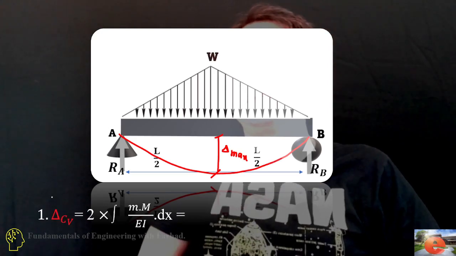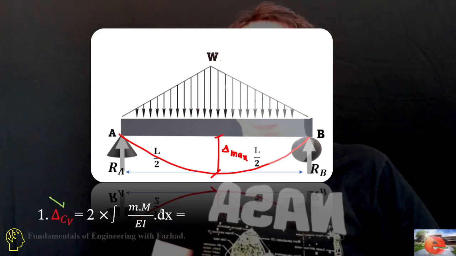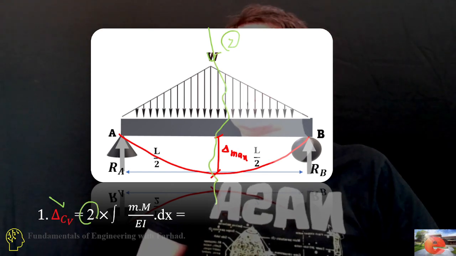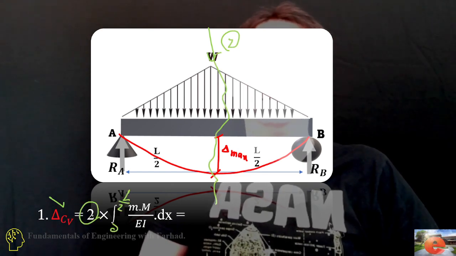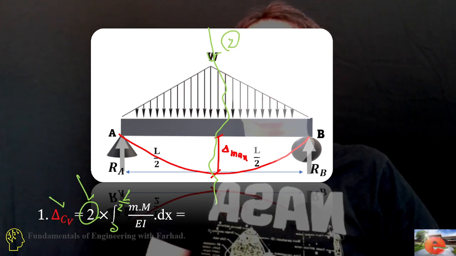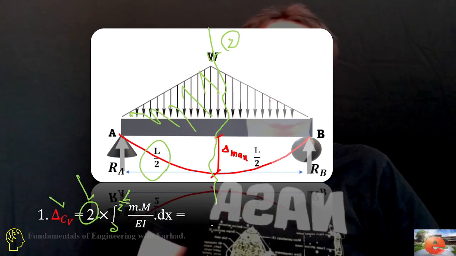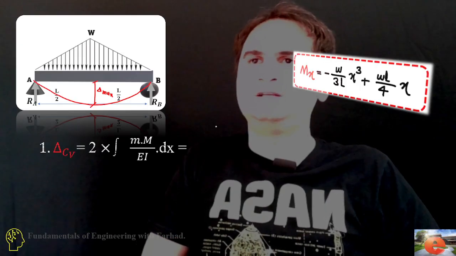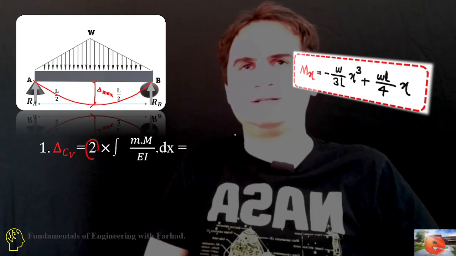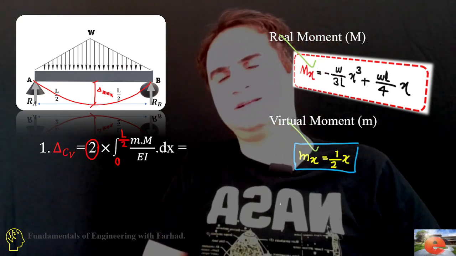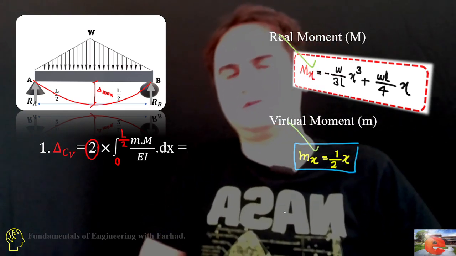In virtual work, we have 1 times delta CV from applying the 1 unit load. Due to symmetry of the structure, we can integrate from 0 to L over 2 and multiply by 2, of small m times capital M over EI dx. Now we can replace the moment. Capital M is the real moment effect, and small m is the effect of the virtual moment, which we already calculated: small m of x equals 1 over 2 times x.